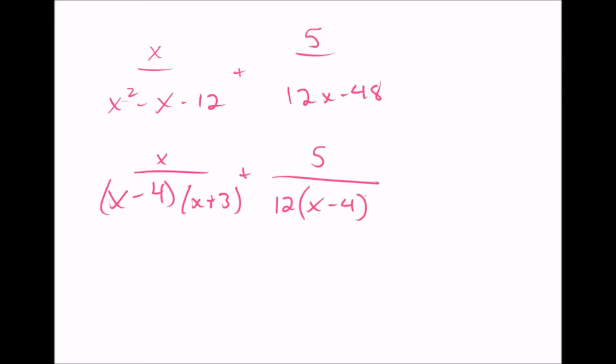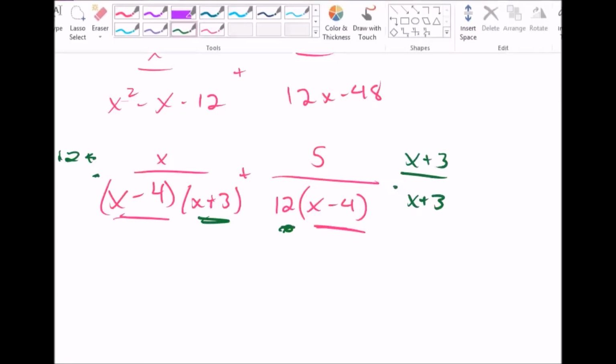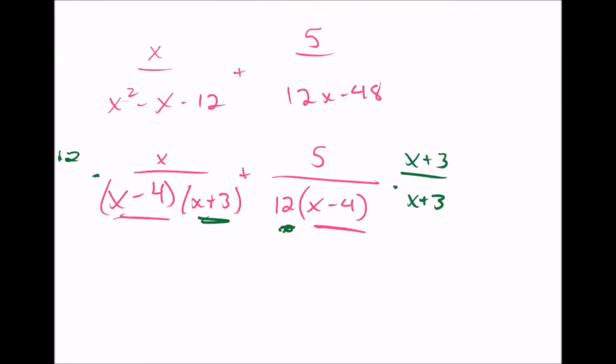So now we're just going to compare the denominators. They already both have x minus 4, so that's fine as it is. However, the fraction on the left needs an x plus 3. Wait, this one on the right needs an x plus 3, so I'm going to multiply the top and bottom by x plus 3. And the one on the left needs a 12. So this one needs x plus 3, this one needs a 12. So I'm going to multiply by 12, not 21, but 12, 12 over 12.